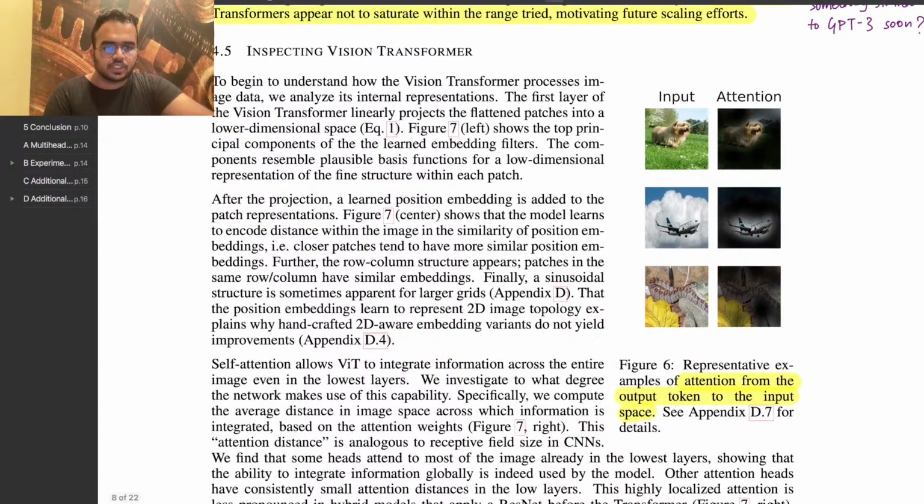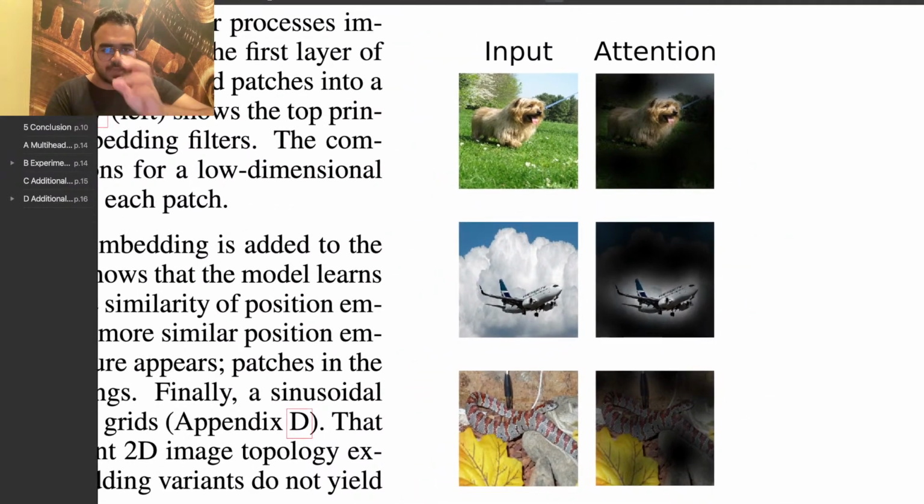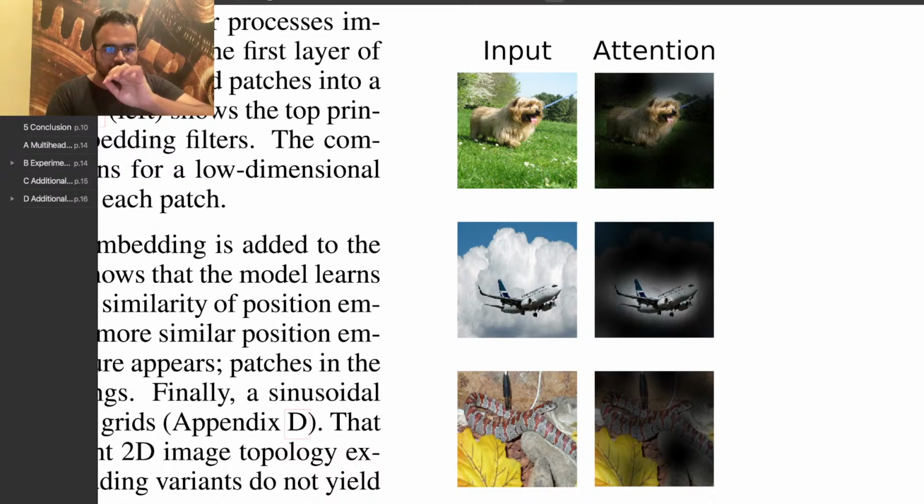Yeah, you can see there's an inspection over here, where we are just mapping back what the vision transformer was attending to during test time, and you can see that it is attending to the correct areas. So just the dog is highlighted, the airplane is highlighted.